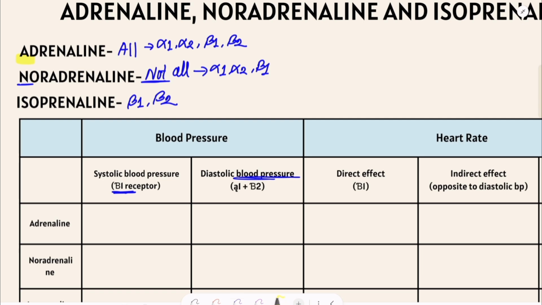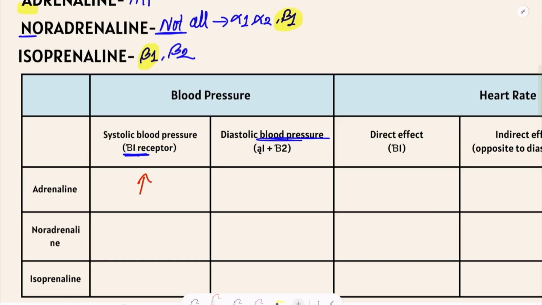If we see which of the drugs stimulates beta 1 receptor, adrenaline stimulates beta 1 receptor, noradrenaline also stimulates beta 1 receptor, and isoprenaline also stimulates beta 1 receptor. So all three drugs stimulate beta 1 receptor, so all three drugs will increase the systolic blood pressure. Now the question is, what will be the effect on diastolic blood pressure?